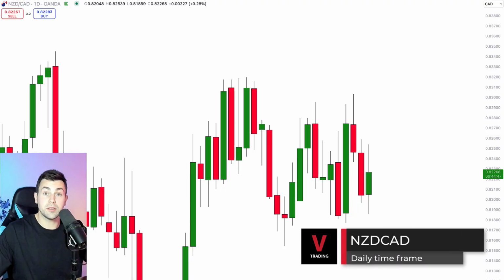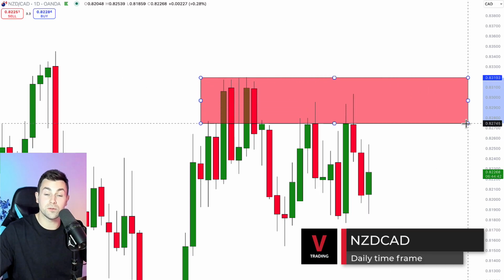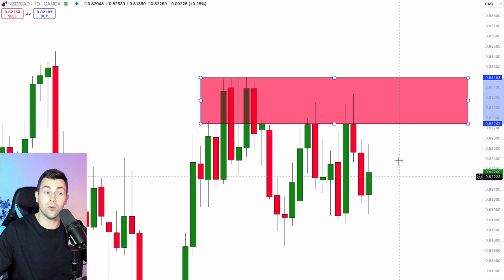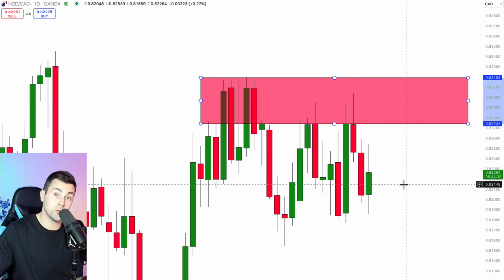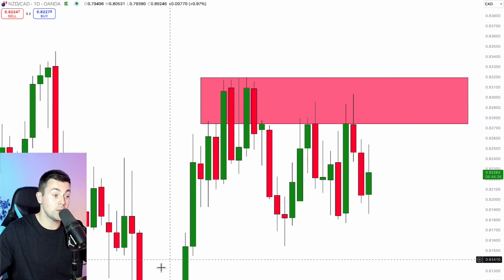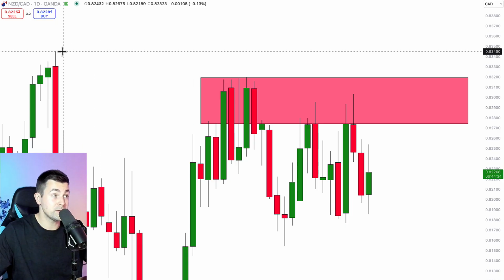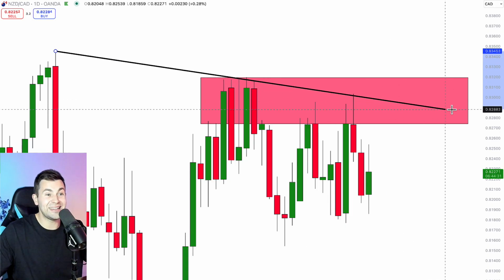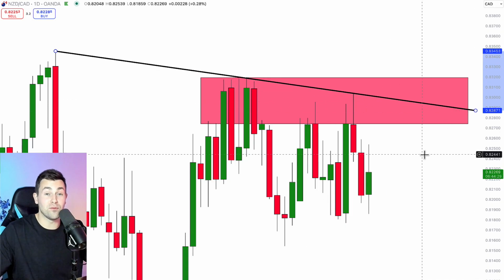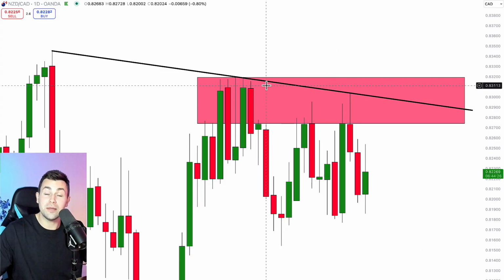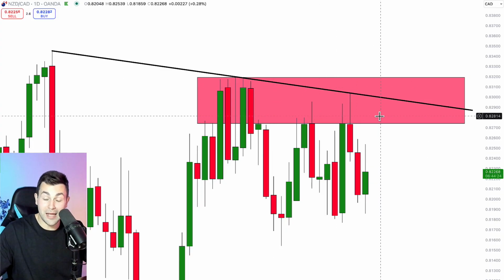Let's analyze the New Zealand CAD Forex pair. We have a significant static resistance cluster right here, a strong resistance zone where selling orders are distributed. And if we look for trend lines, we may spot a dynamic falling resistance, a falling trend line that perfectly matches our static resistance zone.